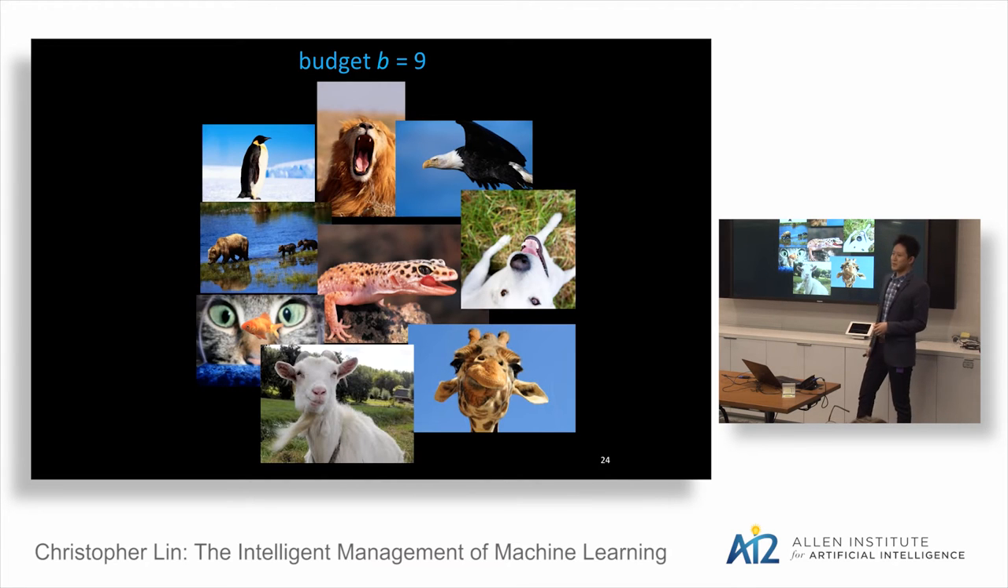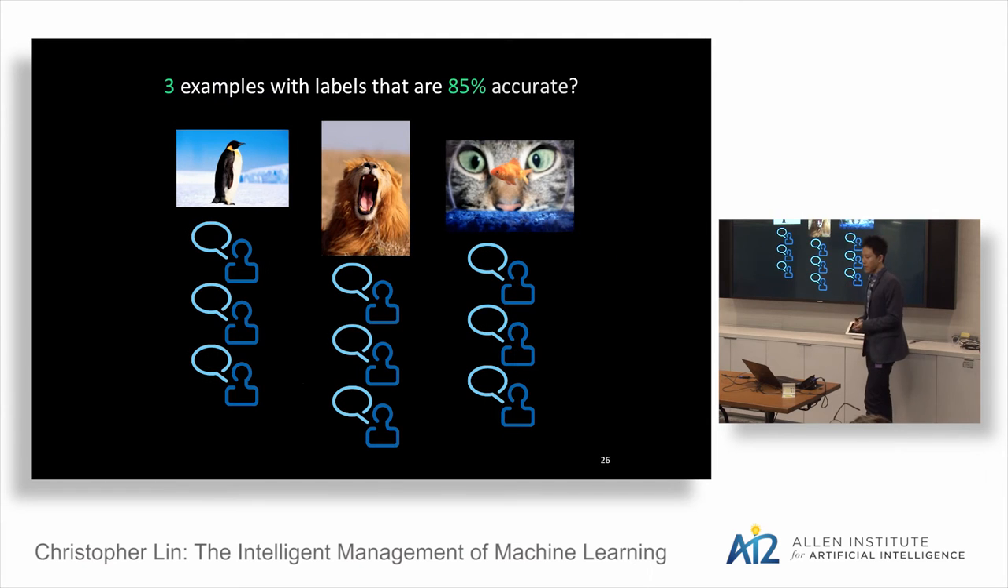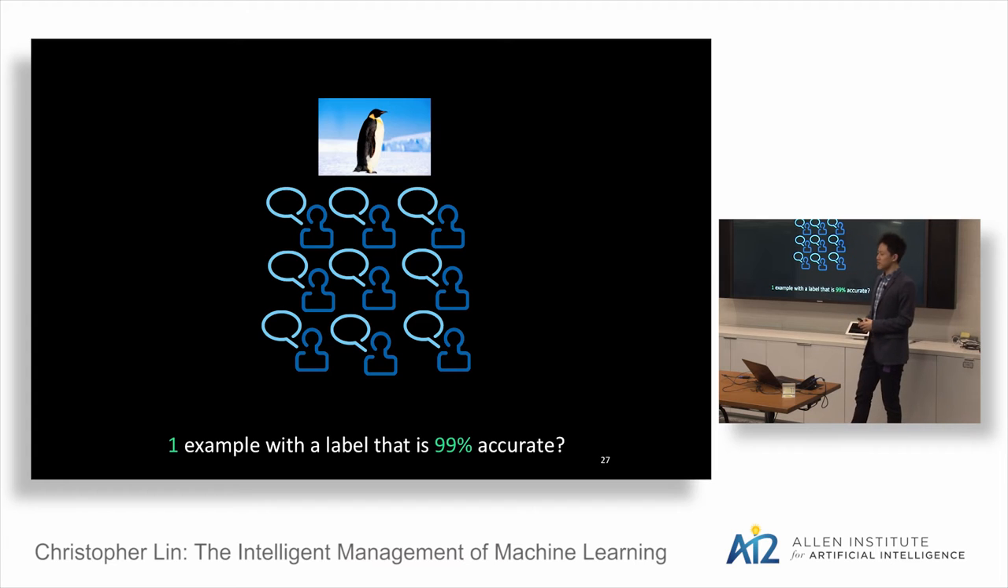So just to be a little bit more concrete about what I mean about this trade-off, suppose you have a budget of 9, and all your examples and labels have unit cost, and suppose your workers are 75% accurate. Which of the following strategies would be best? Should you unilabel? That is, should you ask each of your workers to label each example once, so you get 9 examples with labels that are 75% accurate? Or should you have 3 workers label every example, so that you'll have 3 examples with labels that are 85% accurate? Or should you do the extreme, and get all 9 of your workers to label a single example, so that you'll have 1 example with a label that's 99% accurate, and train your machine learning algorithm with that? So this is clearly the wrong thing to do, but what we really wanted to understand is how do you make these sort of decisions, right?